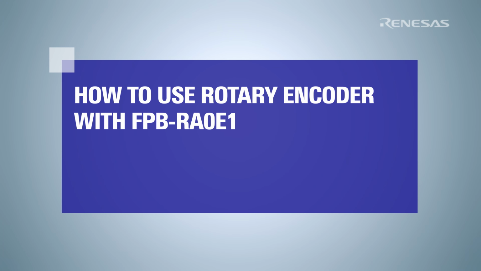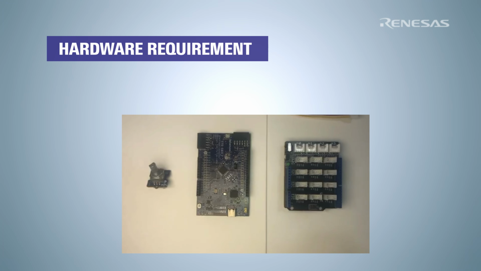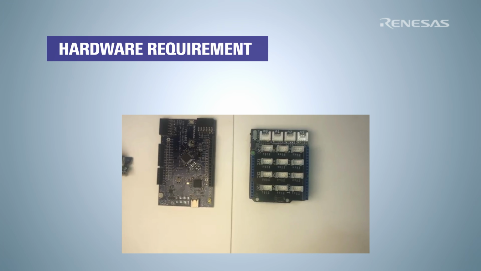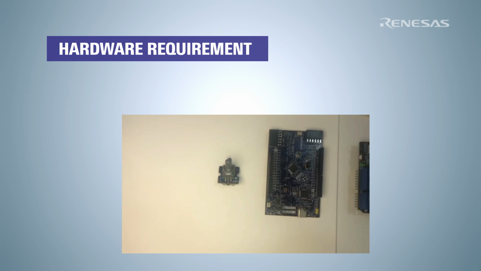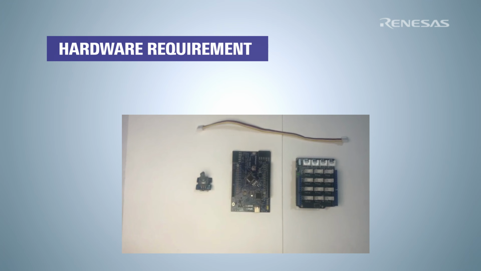In this project, I will demonstrate how to use an incremental rotary encoder with the FPB-RA0E1 board. Attach the Grove base shield for Arduino interface on the FPB board, then connect the encoder with D6 and D7 pins.